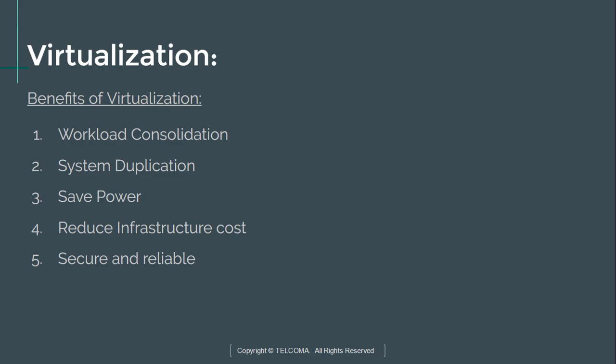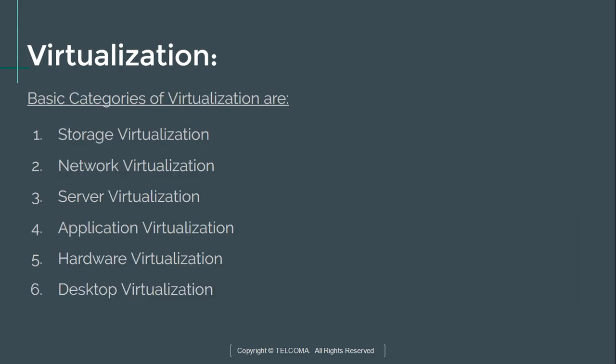The next is the basic categories of virtualization. The first is storage virtualization. Here we create a virtual storage pool from multiple physical storage devices, and it appears as a single storage device to the user. So we are creating a virtual storage pool for the use of users.